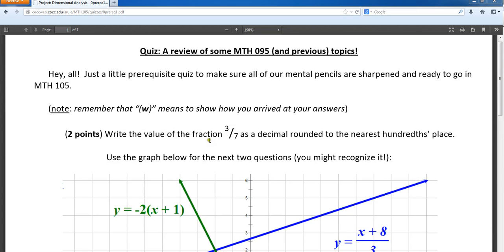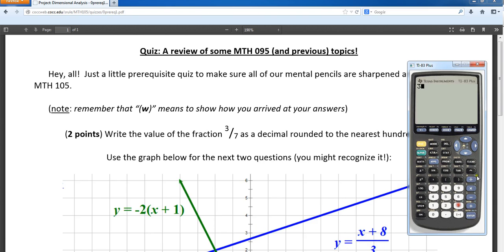First one up is write the value of the fraction 3/7 as a decimal rounded to the nearest hundredths place. So this was just making sure that you know how to actually get precision when you needed it. Definitely accuracy if you can do it in your head, but precision. So 3/7, you can use technology to grab this pretty easily.